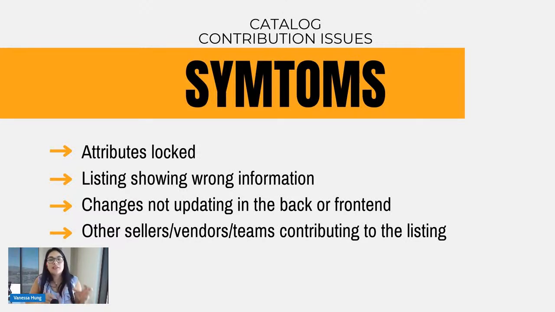The other thing is that it's showing the wrong information. For example, it's showing the wrong picture, even though you have the right picture in the back end, or it's showing something different on Amazon.com in the product detail page, but you have something different in Seller Central, or that other people, anyone, is contributing to that listing. So those are the four main symptoms that I recognize in every single question that I have about catalog.